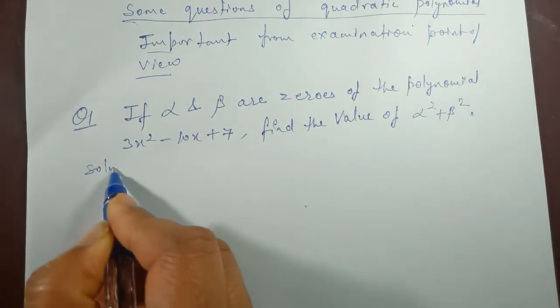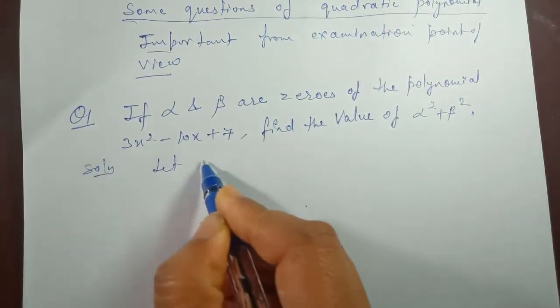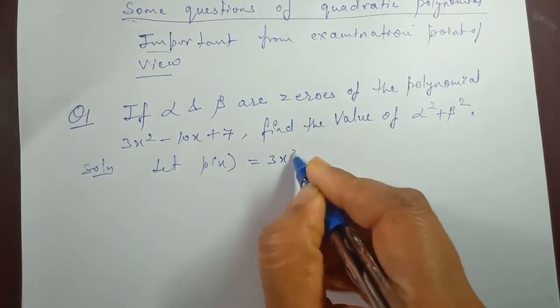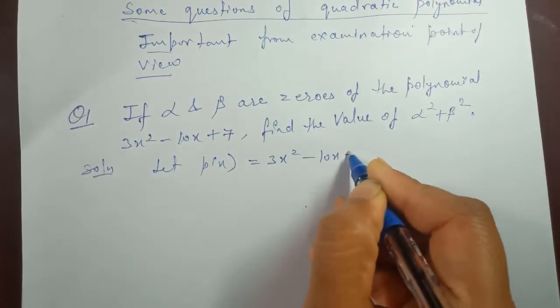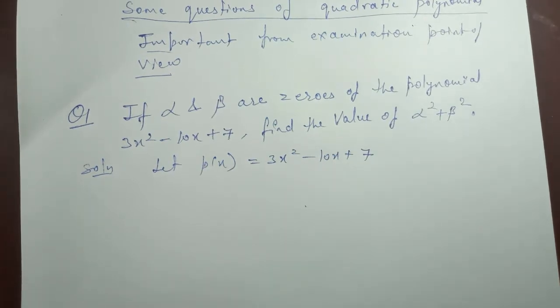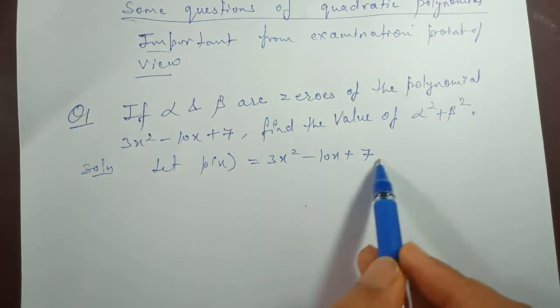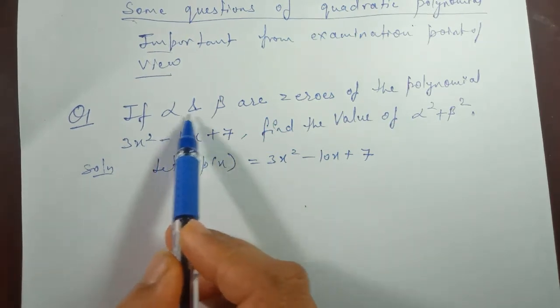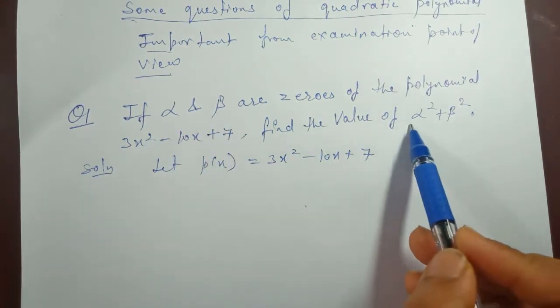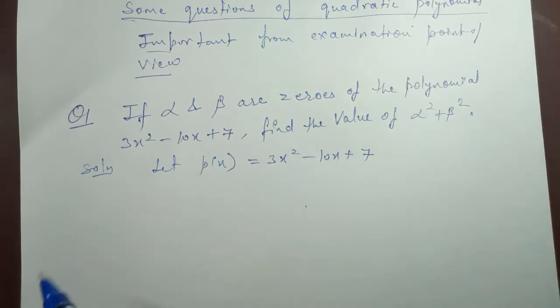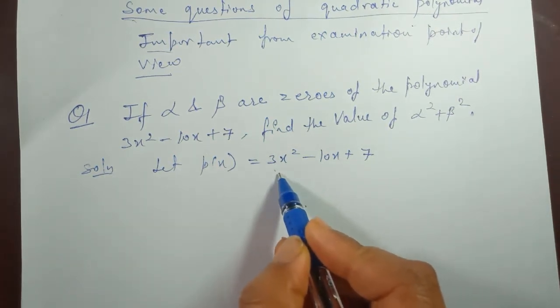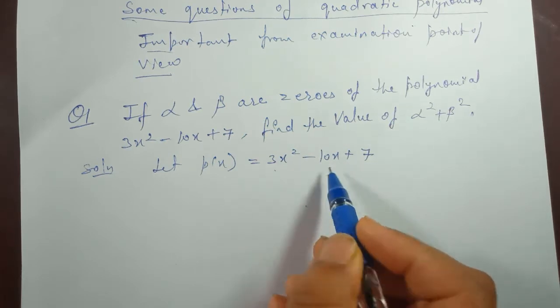Let the given polynomial be p(x), that is p(x) equals 3x square minus 10x plus 7. First of all we have to find its zeros, and we will denote them by alpha and beta. Then we have to find the value of this. So first we're going to use the factorization method for finding the values of alpha and beta.